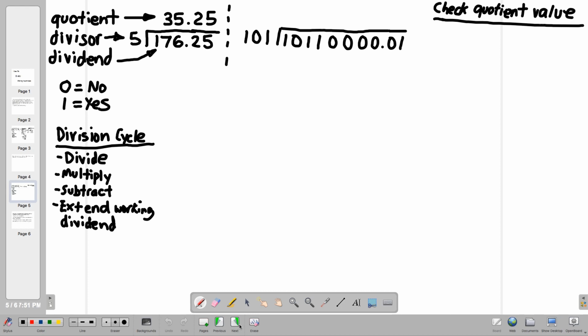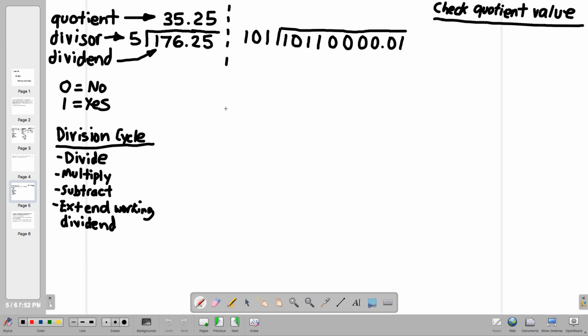The notes below you saw in previous examples, so you've got an idea how I'm going to use that. If you look towards the right, you will see we have 5 go into this binary number. Inside the bar, we have the value 10110000.01. That represents the value 176.25. And the value 101 is the value 5. We're expecting the binary representation on the top bar to represent the value 35.25. So let's compute.